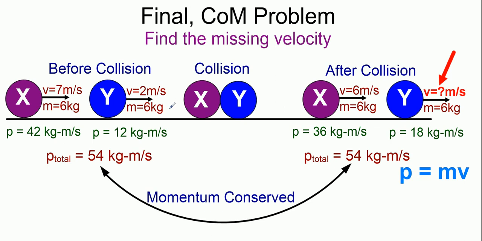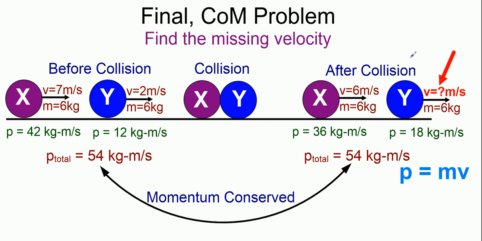All right, here's our final problem. Let's see. I want to find that velocity. Let's look at this. I've already done most of the calculations. 42, 12, 54, 54, 36, 18. I've got all these. I got the momentums. Now the question is, what's that velocity? That's the last thing you've got to know how to do.